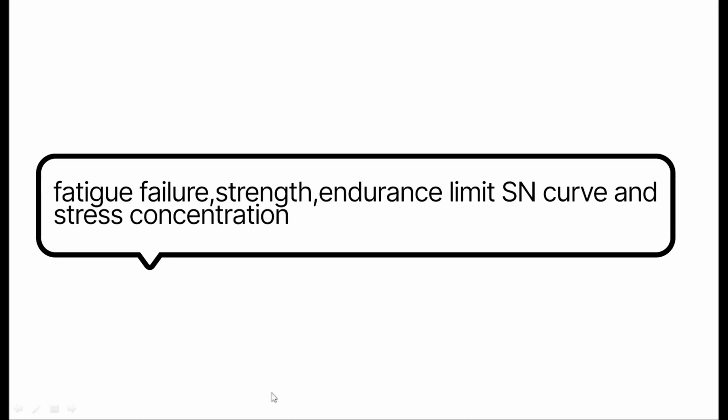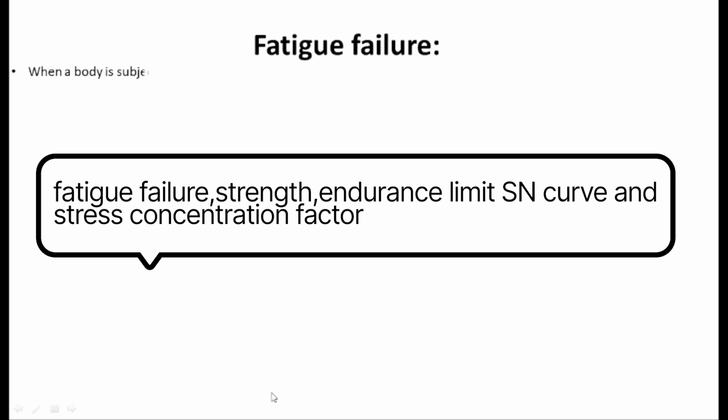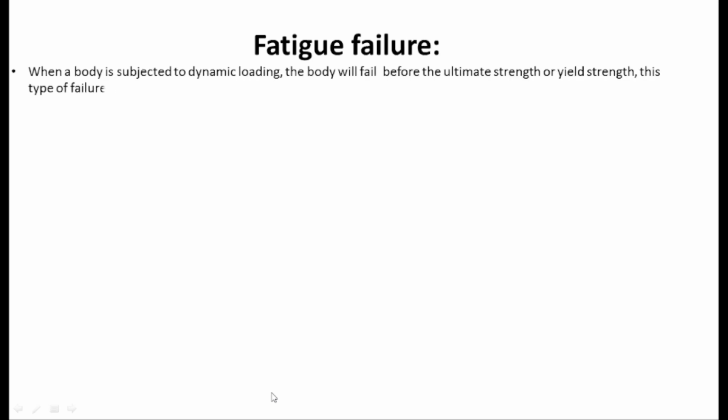In our previous lecture, we discussed different types of dynamic loading, and today we will talk about fatigue failure. Fatigue failure is a failure when a dynamic loading is applied on a body and that body fails before the ultimate strength or the yield strength. This type of failure is called fatigue failure, and here this dynamic load means that the load P will not be constant.